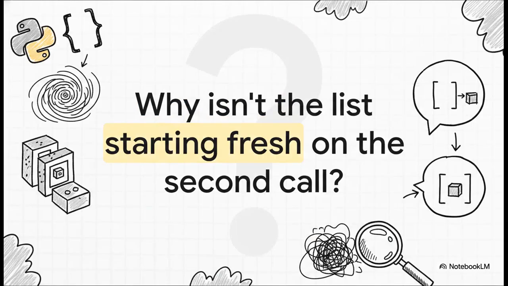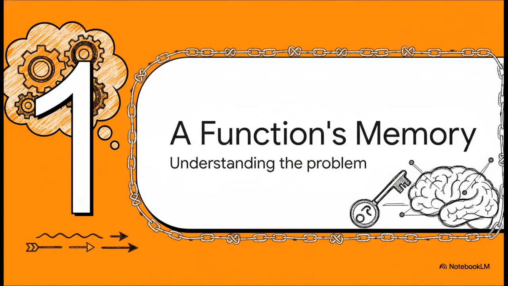And that really is the million-dollar question here. The default is an empty list, empty brackets, so why on earth isn't it starting fresh with every single call? The code looks like it's promising us a new list each time, so what's happening behind the scenes? To solve this little mystery, we have to kind of change how we think about this function. The problem isn't that it's forgetful, it's actually the opposite. This function has a memory, and understanding how that memory works is the key to solving this whole thing.